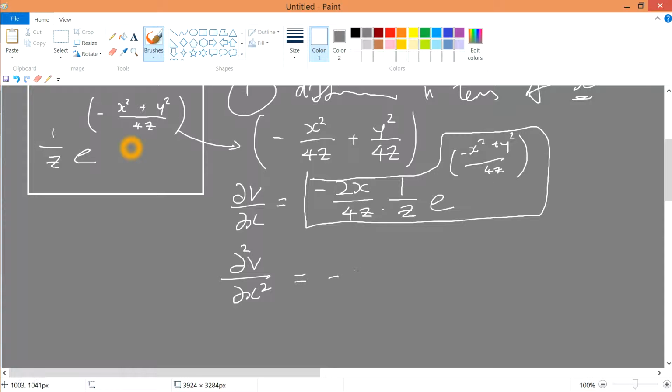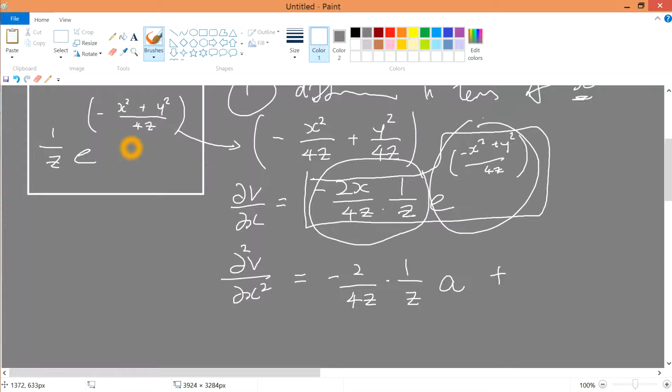So I would differentiate this term first. I would have minus 2 over 4z, right? So I'm just differentiating x away only, times 1 over z, alright? This term still stays. So now this term stays, which is a, right? This is equal to a. So I put it over here. Now, the product rule states that I differentiate this term, I keep this term, then I differentiate this term, I keep this term.